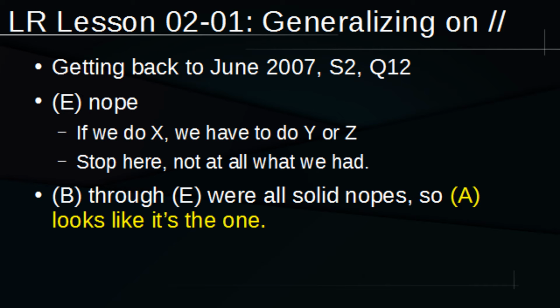E is another big nope. If we do X, then we have to do Y or Z. We can just stop here. It's in no way what we had. This, if you have one option, it branches into two options. Not at all what we had. So since B through E were all pretty solid no's, it looks like A is the one that we pick.